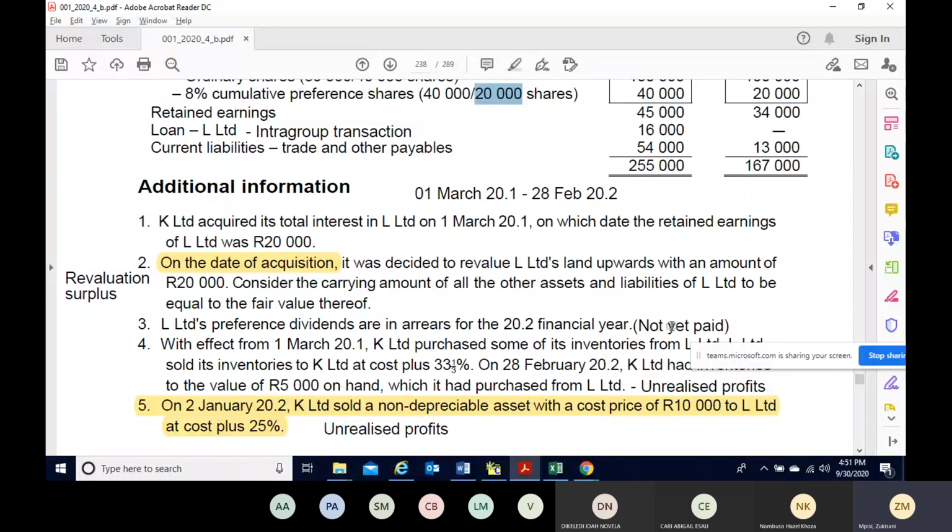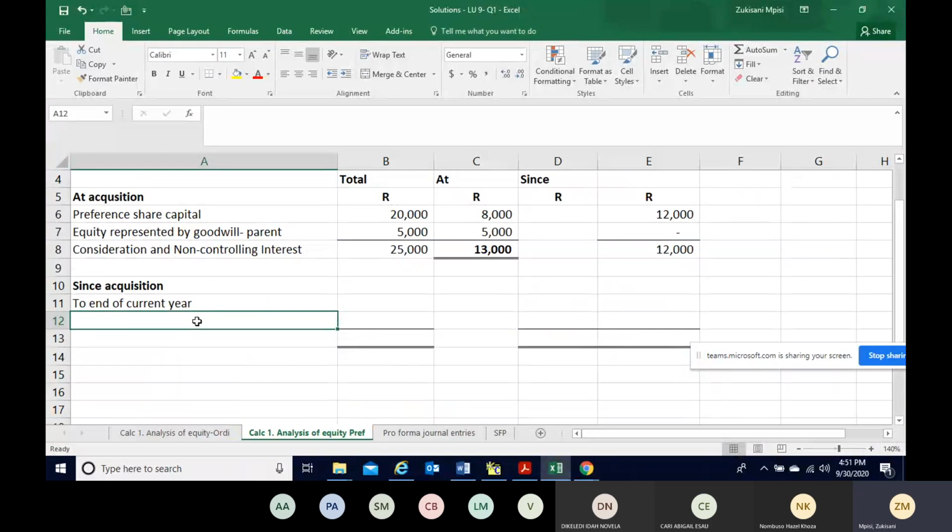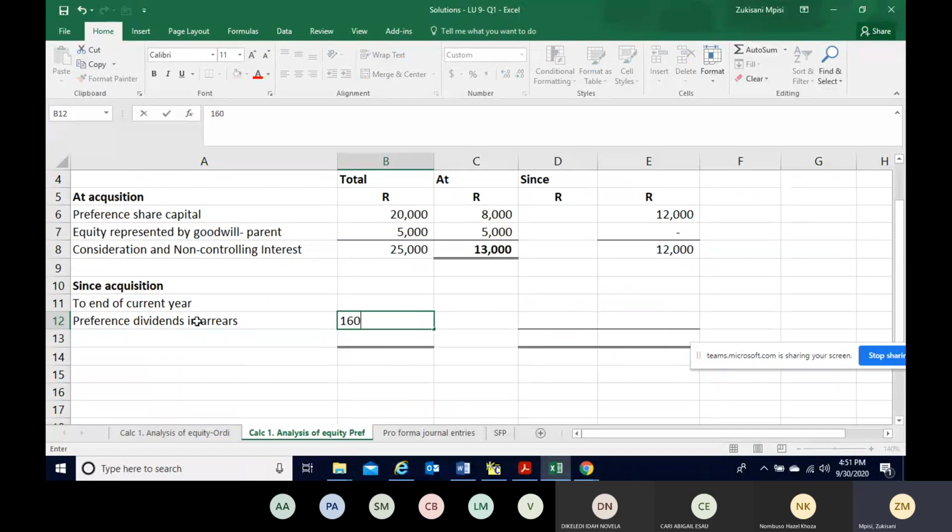So what are we going to do in this instance? It means that we're going to take dividends in arrears. Why are we saying in arrears? Because it's not yet declared. Remember, the 1,600 becomes positive, and since acquisition, the parent has got 40% and the NCI has got 60%. We'll discuss this just now.